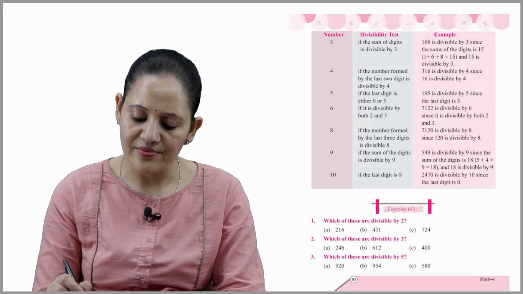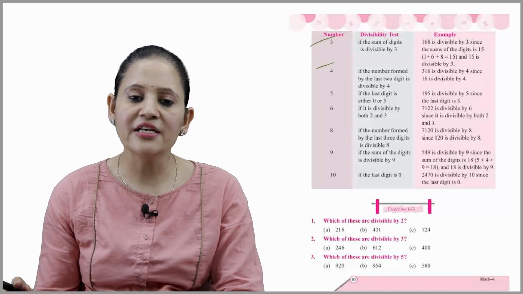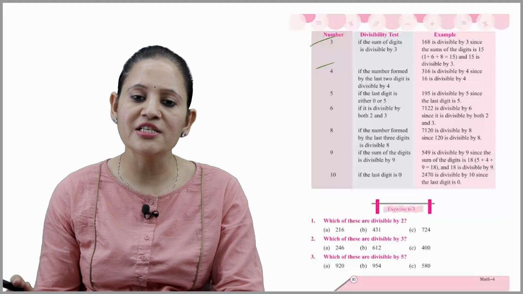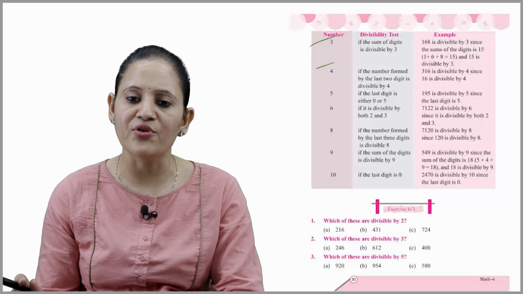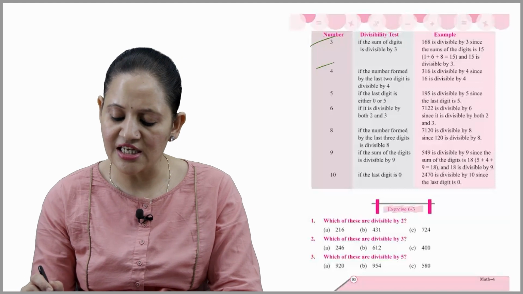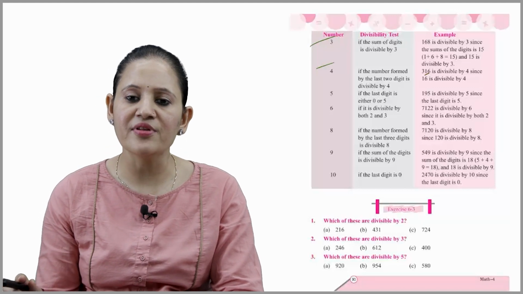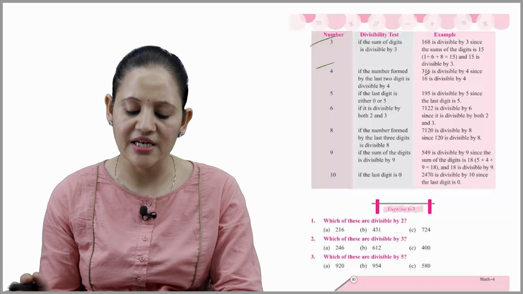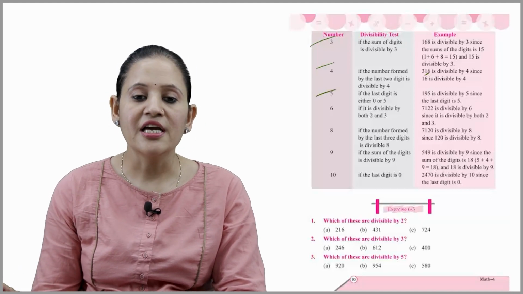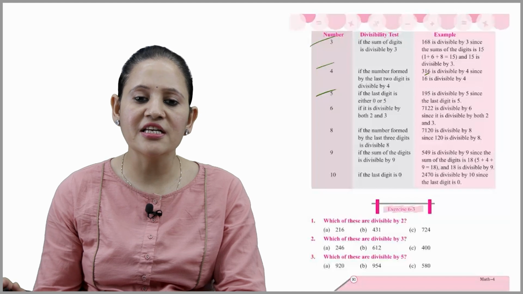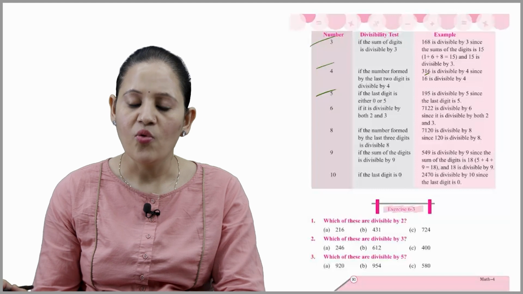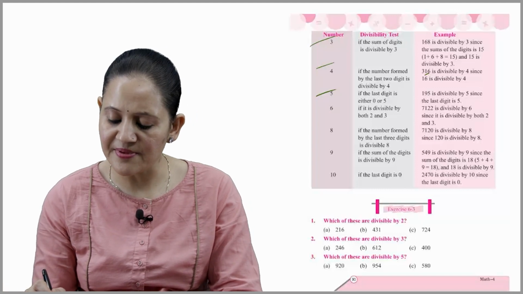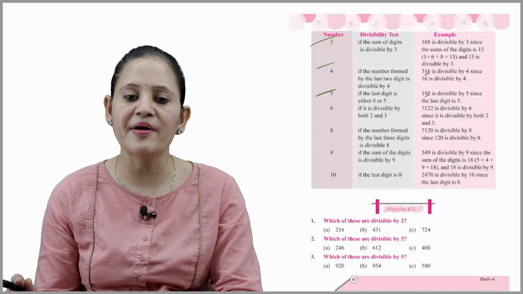Next is number 4. The divisibility rule for 4: if the number formed by the last 2 digits is divisible by 4. If the last 2 digits of any number are divisible by 4, that means the number is divisible by 4. For 316, the last 2 digits are 16. 16 is divisible by 4, that means the number is divisible by 4. Next is 5. If the last digit is 0 or 5, if a number has 0 or 5 at the ones place, that means the number is divisible by 5. 195 has 5 at the ones place, that means the given number is divisible by 5.